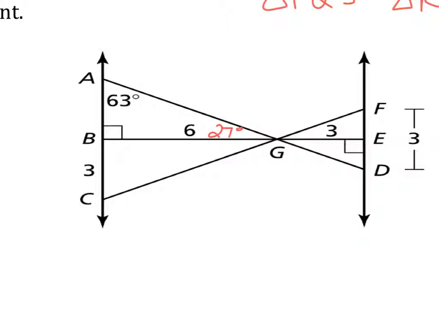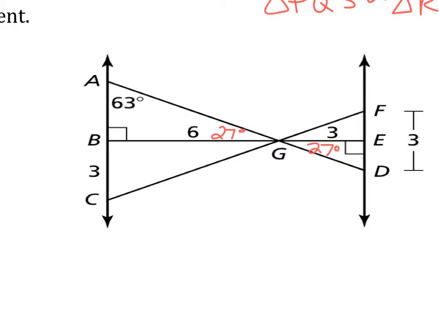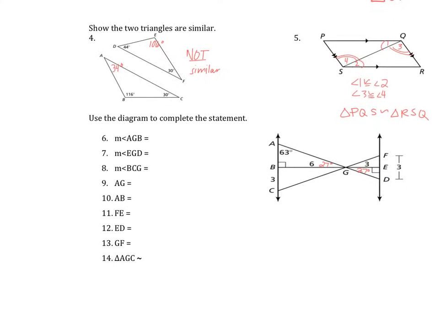Next one on your list is EGD. That's the one directly across from it. What kind of angles are these? Vertical. So that EGD is also 27. Okay, so that's the two we have so far. Both of the first two in the list are 27.